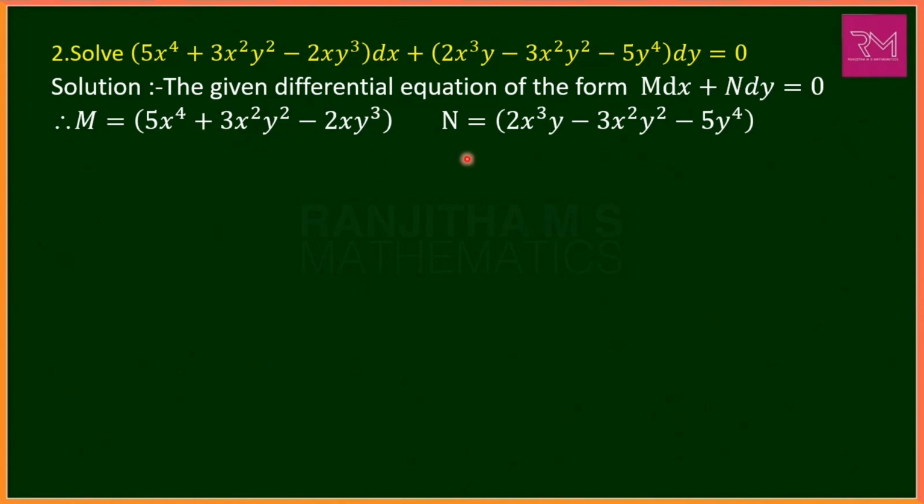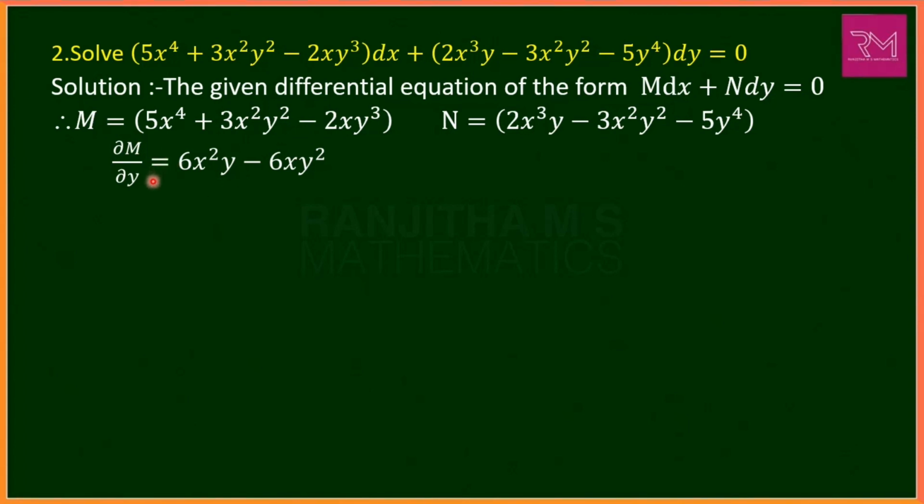After finding m and n values, we have to find del m by del y and del n by del x. Here del m by del y is the partial derivative of m with respect to y. Here no y term. Here we have y term. Here consider 3x square as constant into differentiation of y square is 2y. Hence 2 into 3 is 6x square y minus, here 2x is constant, take it as it is, into differentiation of y cube is 3y square. 3 into 2 is 6xy square.